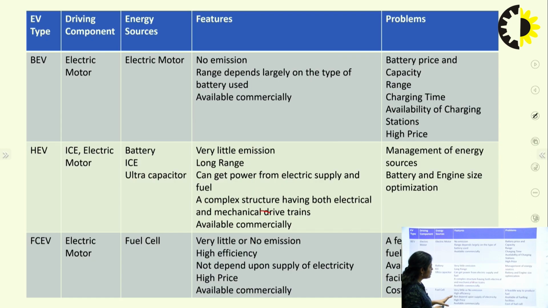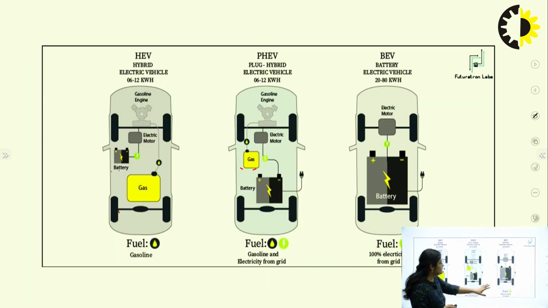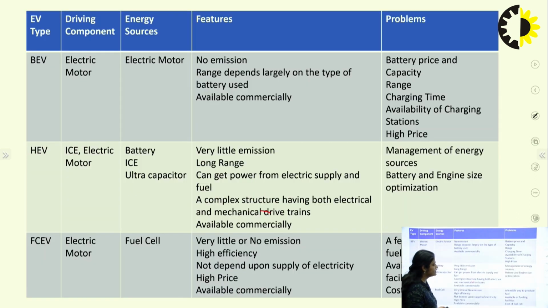So, it is a bit more complicated than the battery electric vehicle, because in the battery electric vehicle you will see only the battery is there, so we only have to manage this battery. In this we have to manage the battery as well as the IC engine. So, how to optimize the size of the IC engine, that is the challenging thing.